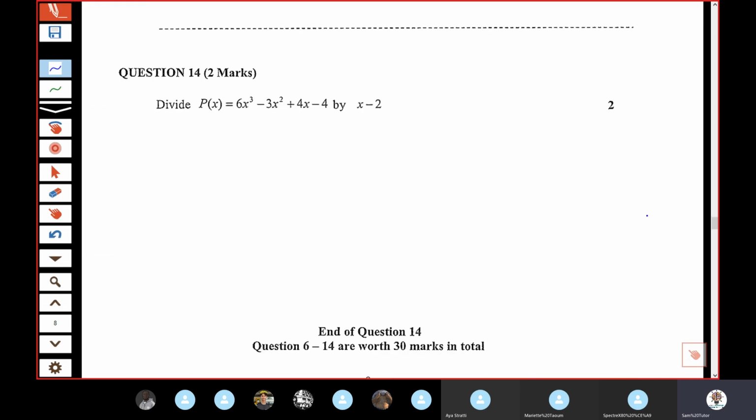Question 14. Divide. Easy. The only thing I'll raise, it's not for this question, but just be careful. If there was no x squared or x, please write 0x squared or 0x. Unless, again, you're good at it by now, you don't need it, but if you're not, write your zeros in there. This one doesn't need it. Go and divide.